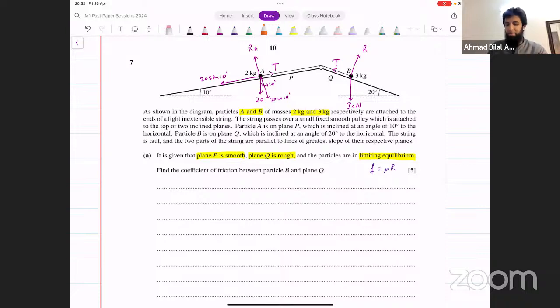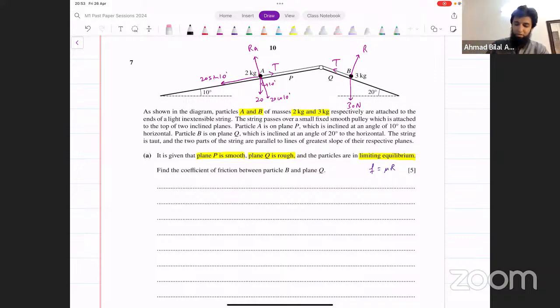Okay, the particles are in limiting equilibrium. Limiting equilibrium means B is either about to move upwards or it's about to move downwards. In which direction would it be about to move? Down the plane or up the plane? And how would you know that?